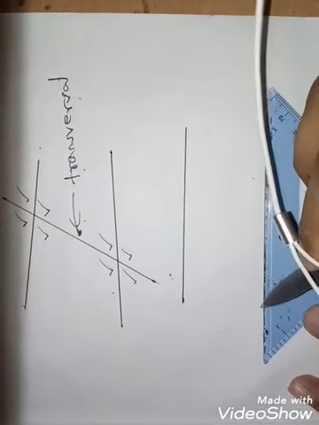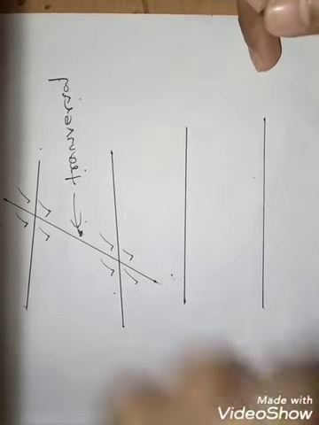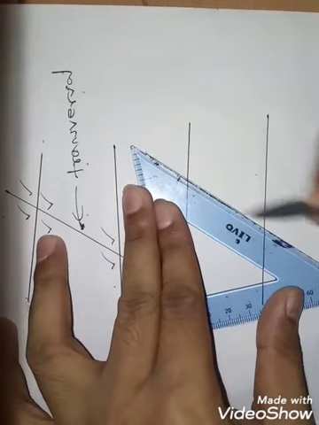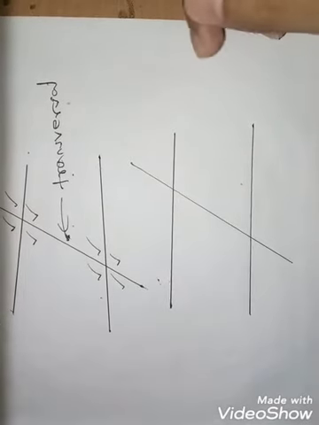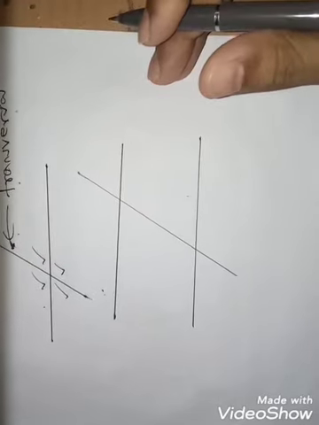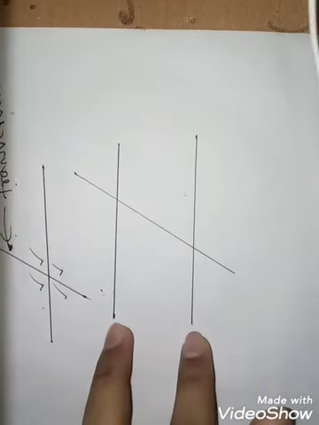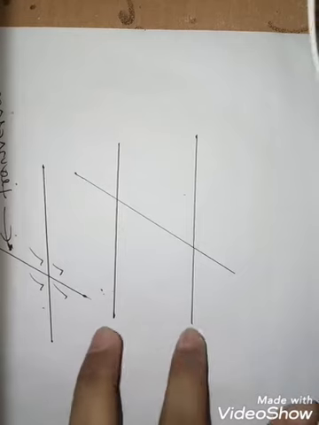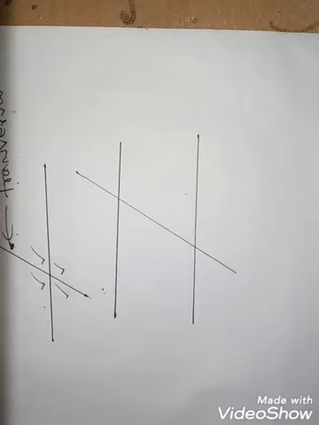I'm taking two parallel straight lines. These two are parallel to each other, and there is a transversal that intersects both these lines. And we know that if a transversal intersects two parallel lines, the mutual angles are equal to each other.